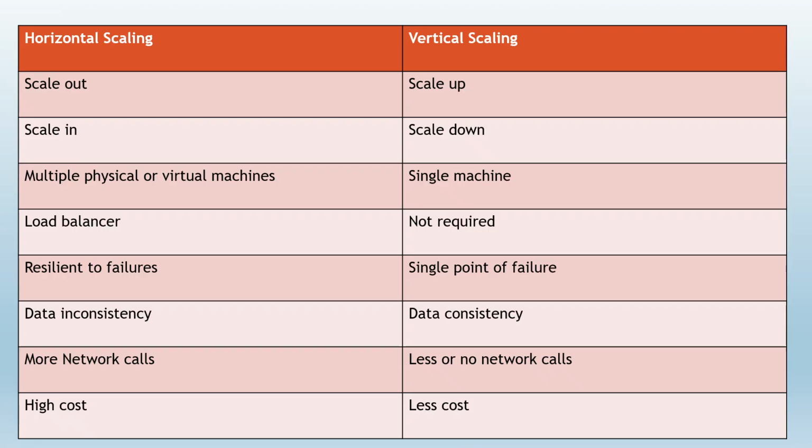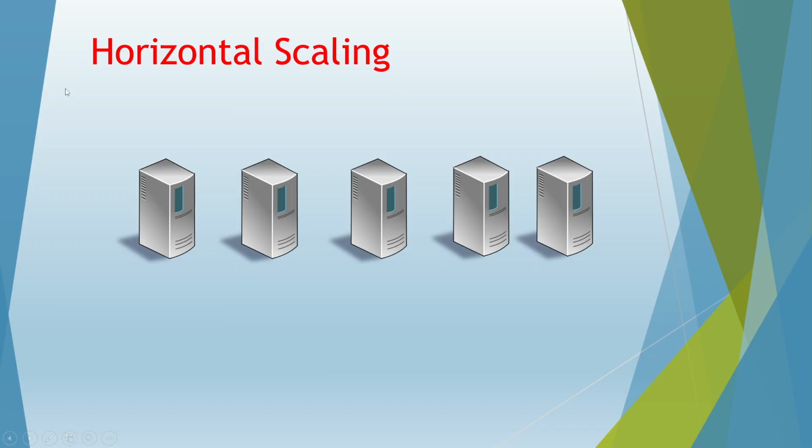So what are the differences between horizontal scaling and vertical scaling? Horizontal scaling means scale out. When there are so many requests, we are coming out. That is what scale out is.